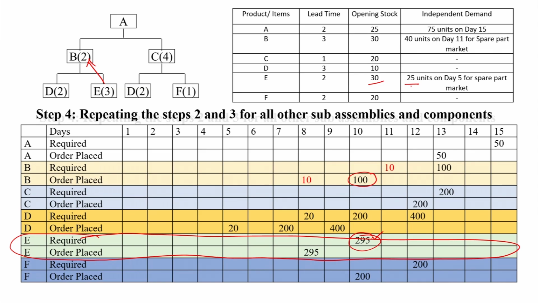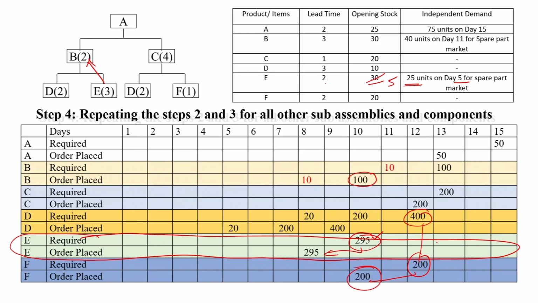I have not done any planning for these 25 units of spare parts, because I am already having 30 units. So, no order needs to be placed, only I have to update the records after dispatching on day 5, that now I am left with only 5 units of E. So, 295 units of E is required, and lead time for this is 2 days, shift it by 2 days, and like this I can work out the order place date for the component E. Similarly, for F, 1 unit of F is required for each unit of C. So, you can work out from here like this, and from there you can work out like this.